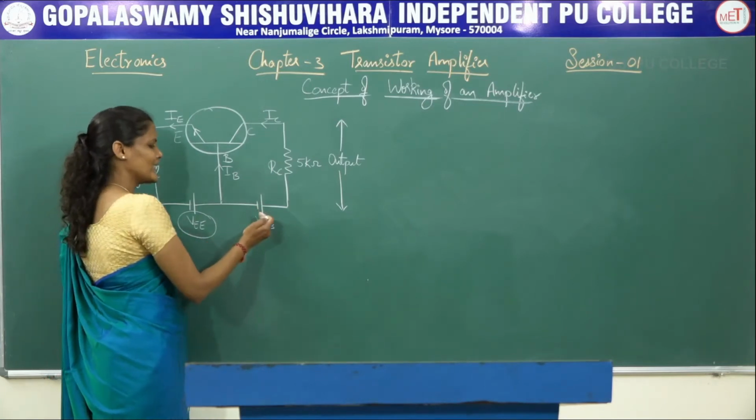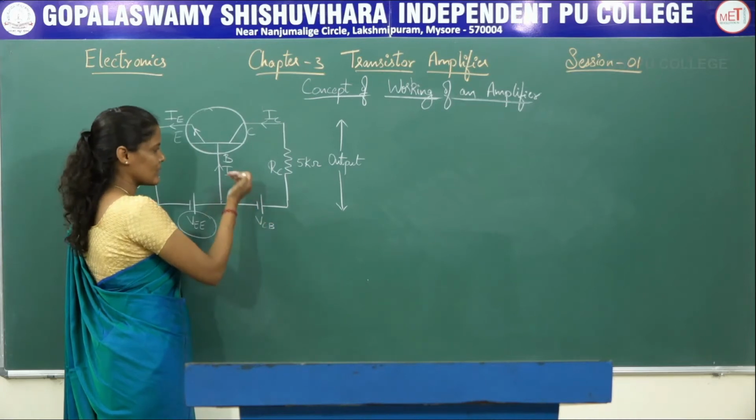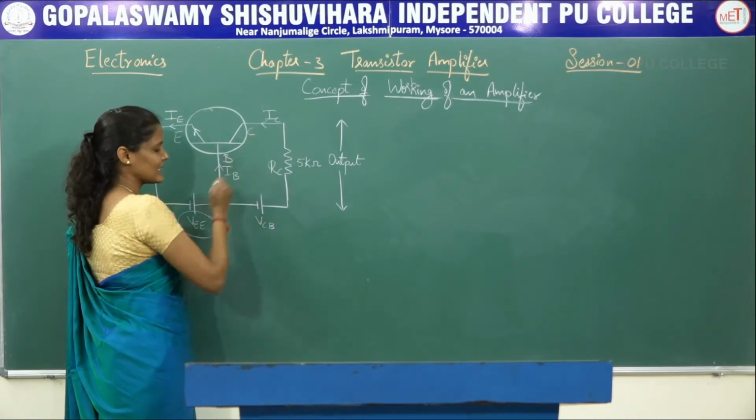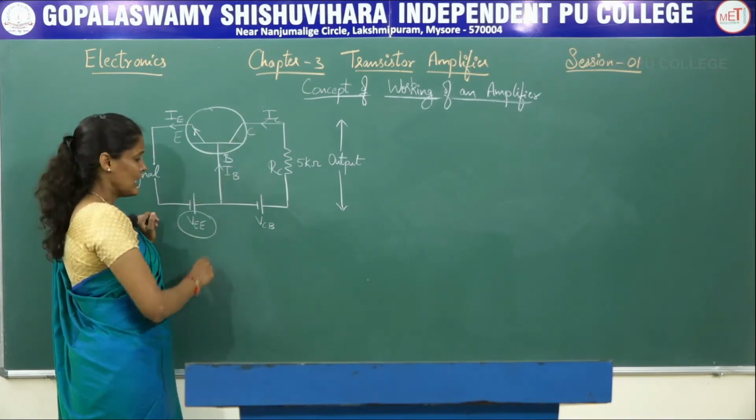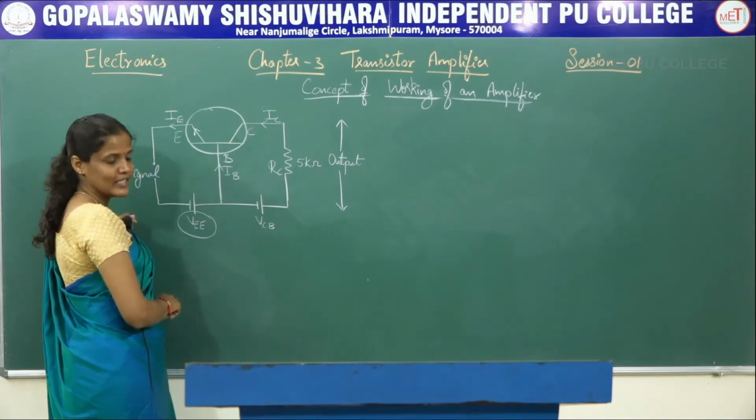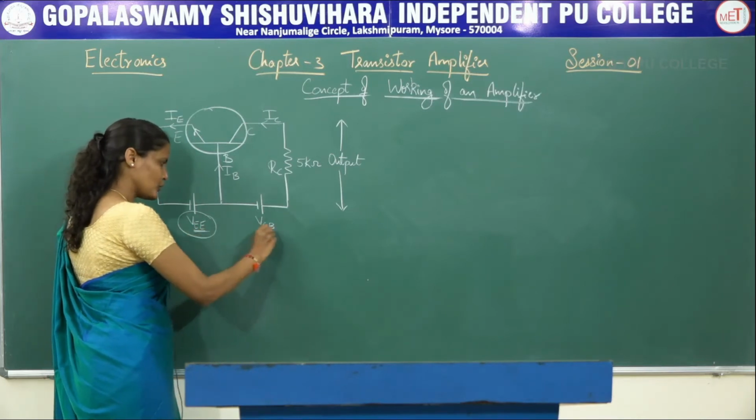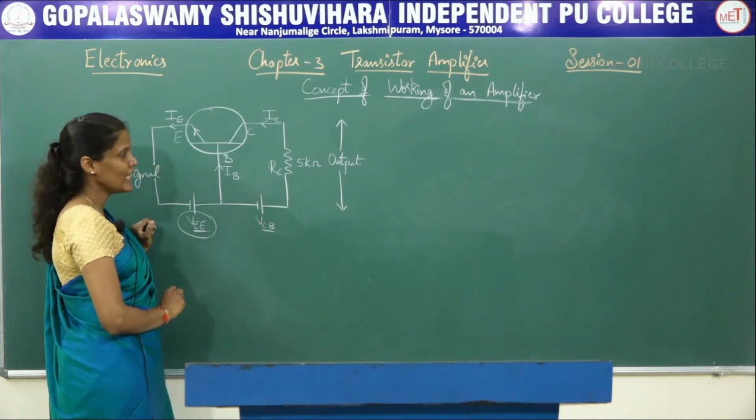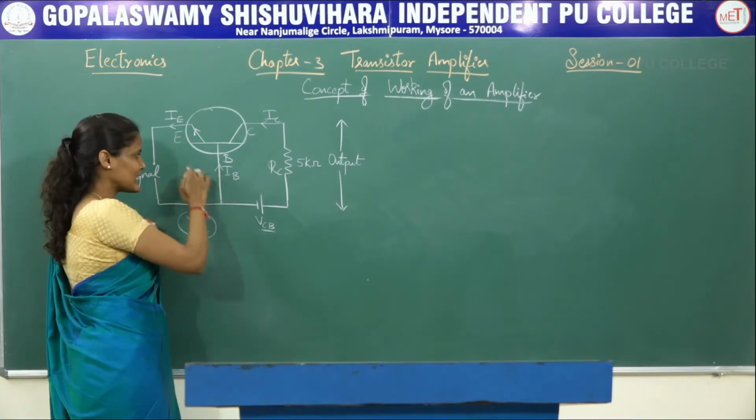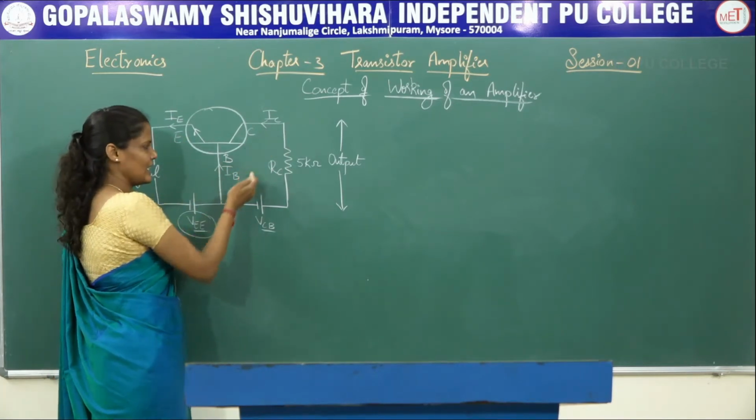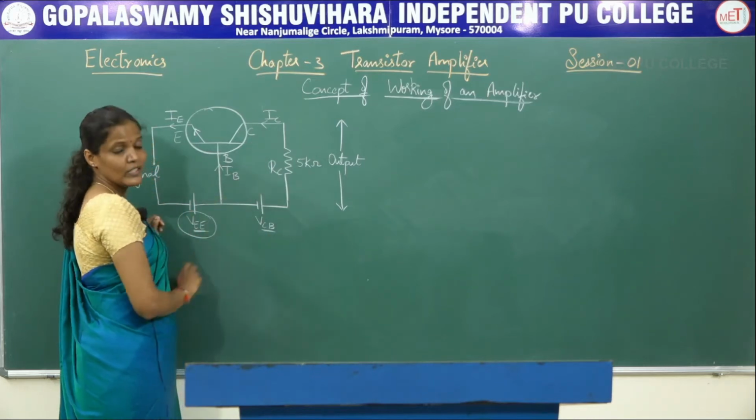Similarly, the voltage source VCB will be connected between the base and the collector junction in order to reverse bias this junction. And even this is a DC source. These are the two sources we are going to apply in order to give the biasing condition: to forward bias this junction and to reverse bias this junction.